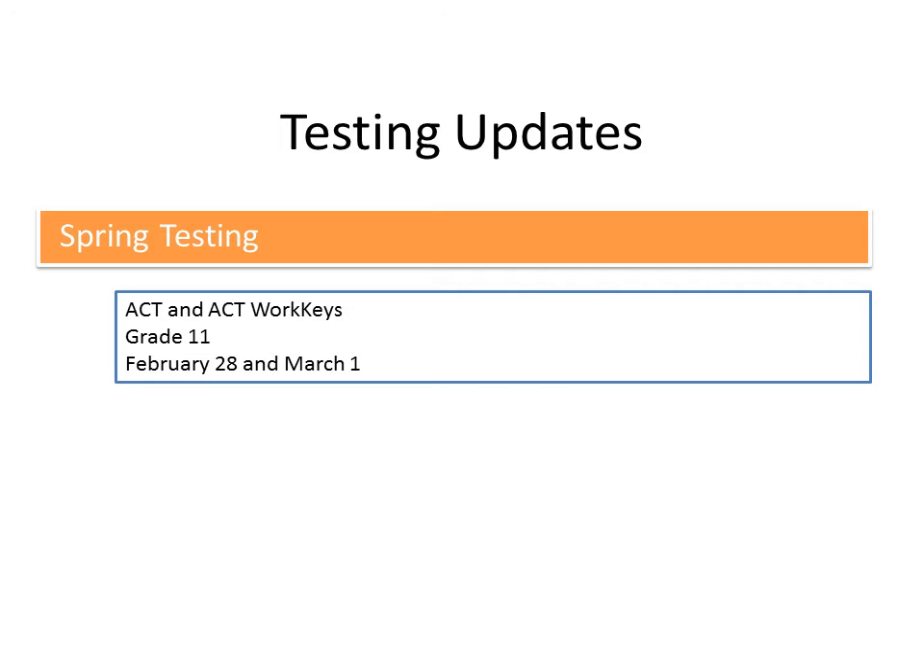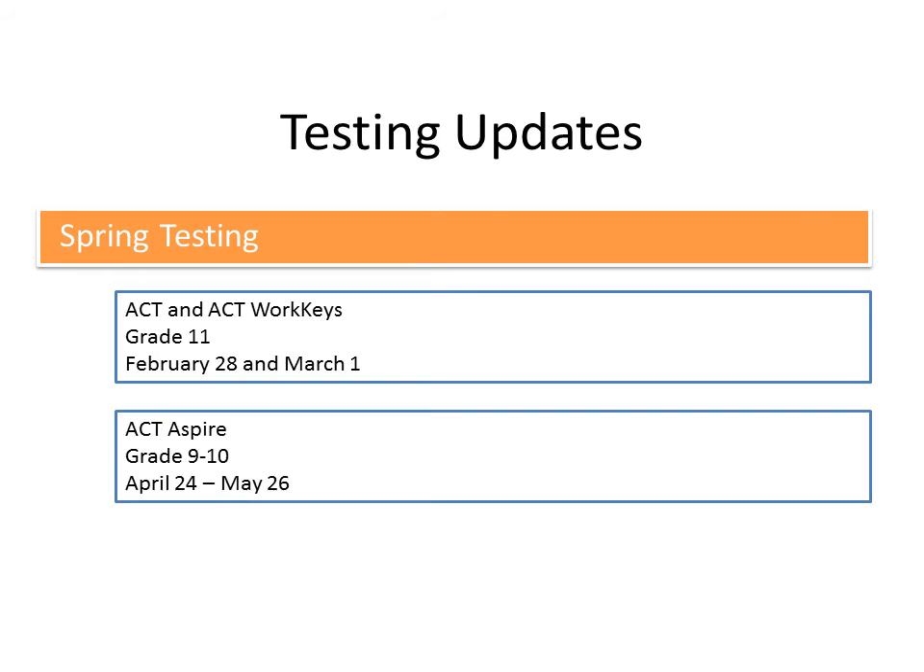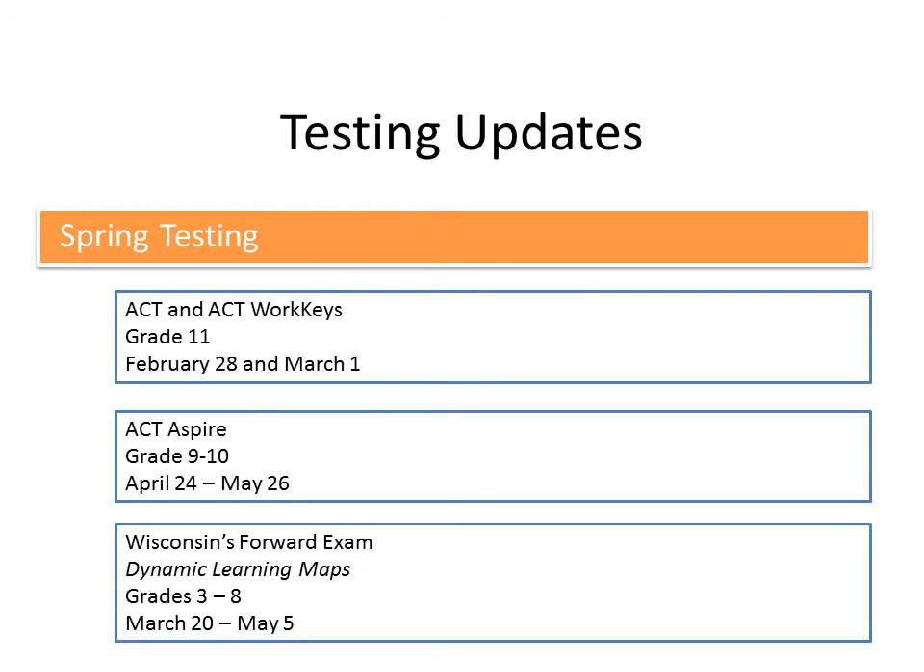And here's an update on spring state testing. The ACT and ACT WorkKeys remains the same as last year. The two-day testing will be for all 11th graders on February 28th and March 1st, and it will still be a paper and pencil test. ACT Aspire for all 9th and 10th graders is similar to last year. The window for the ACT Aspire is April 24th through May 26th. The Aspire is an online test and is a predictor of how our students will perform on the ACT.